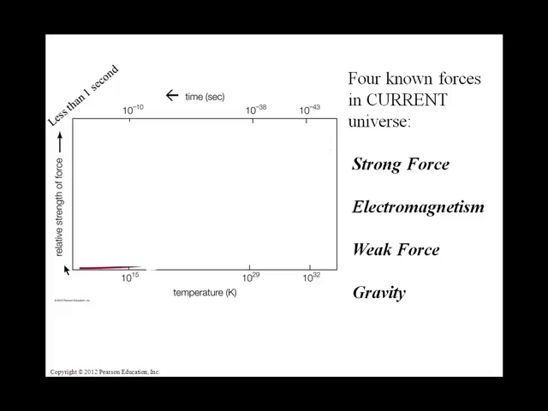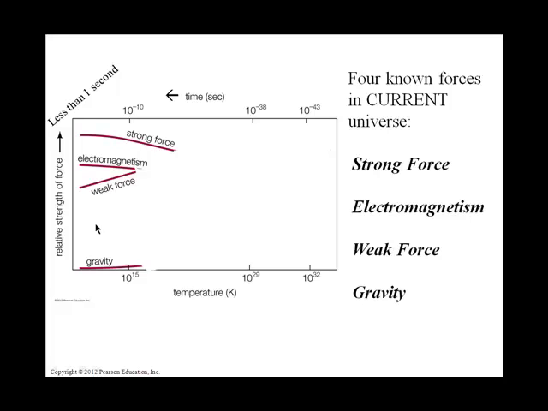Along the y-axis is the strength of each of these four forces. So these four forces today, and these four forces maybe less than 1 second after the Big Bang, were separate. You see down here we have the force of gravity relatively low. We have the weak force, the electromagnetic force, and the strong force, and their relative strengths.